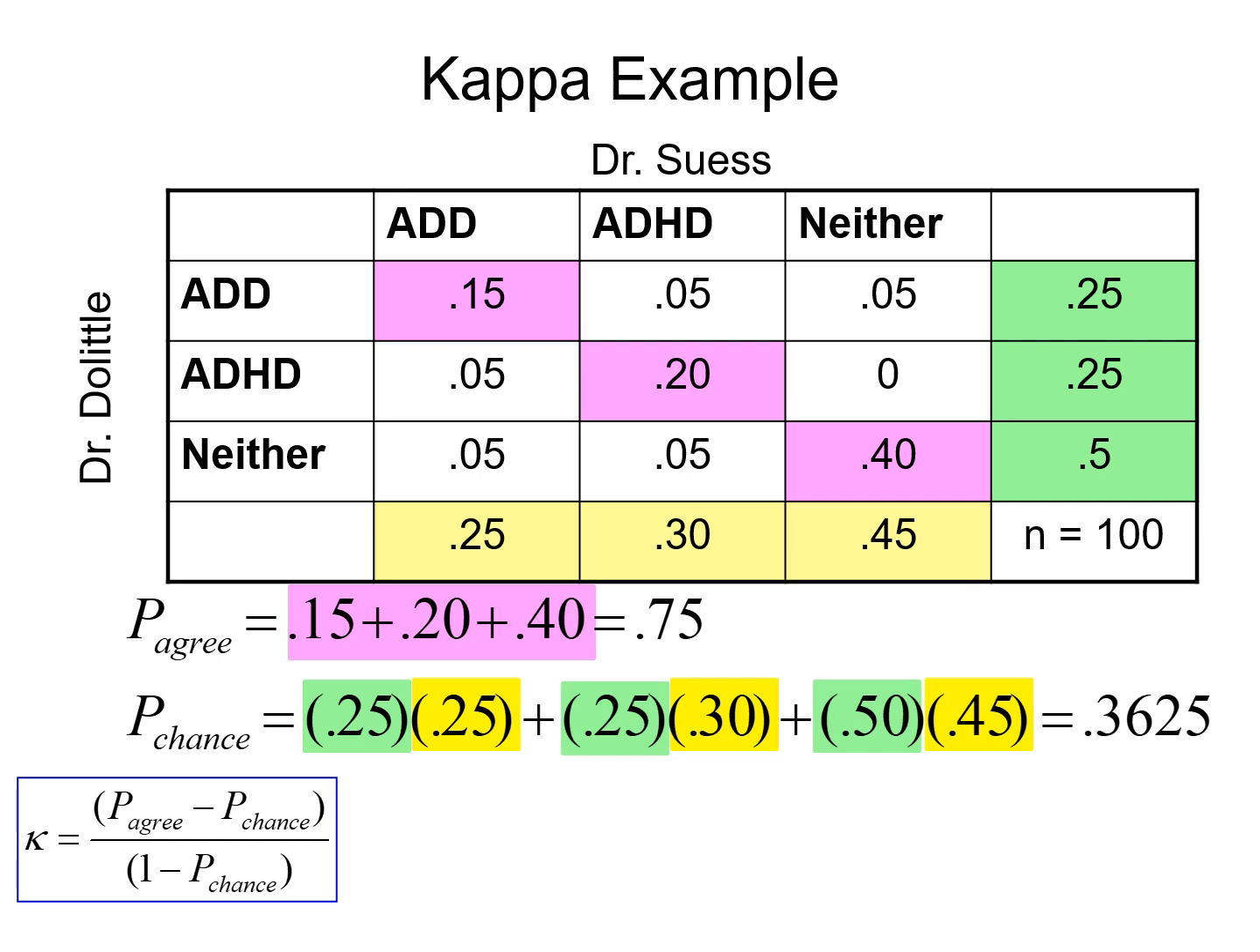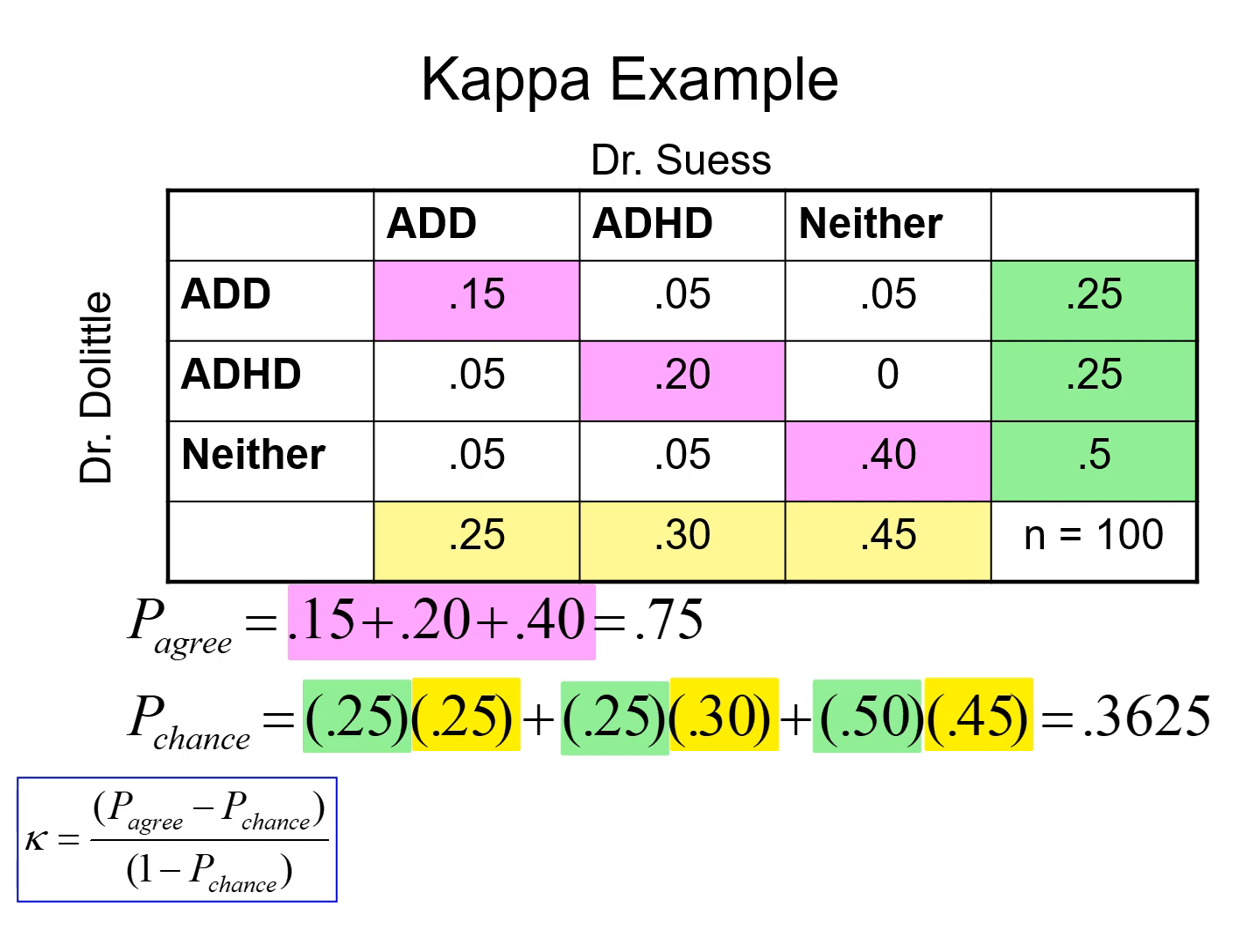So again, we're looking at percentages. Say we had two different raters, in this case Dr. Seuss and Dr. Dolittle, and they're rating people categorically on whether they have ADD, ADHD, or neither. The first thing we look at is how many times both raters said that someone had ADD. That was 15%. So 15% of their ratings agreed that this person had ADD. However, with Dr. Dolittle, looking across the row, 5% of the time when he said ADD, Dr. Seuss said ADHD. And again, 5% of the time that he said ADD, Dr. Seuss said there was neither. So those are examples of disagreement.